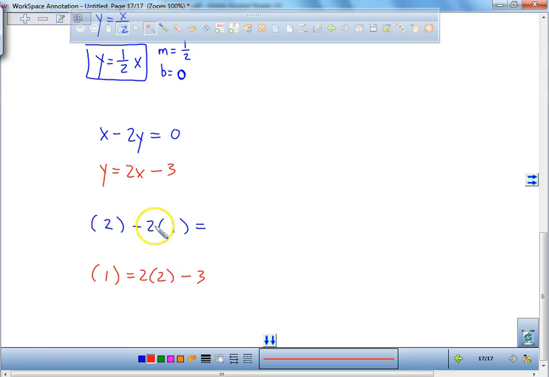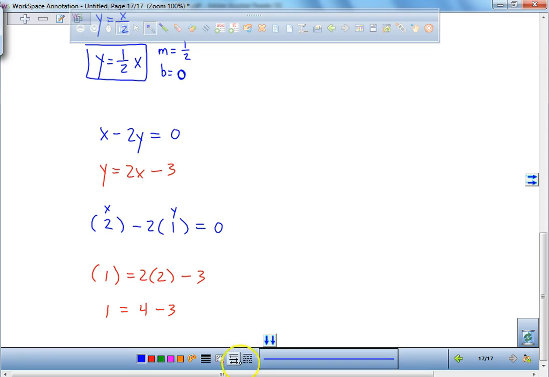2 minus 2 times 1 is 0. And is 1 equal to 4 minus 3? 1 equals what? 4 minus 3. So how can you check your answers? Just plug them back in and see if they work. Because remember, what did we get as our solution? We got an x value of 2 and we got a y value of 1 for our ordered pairs.